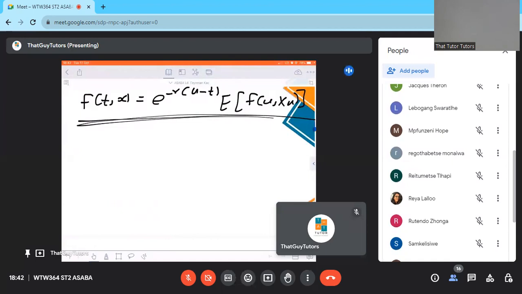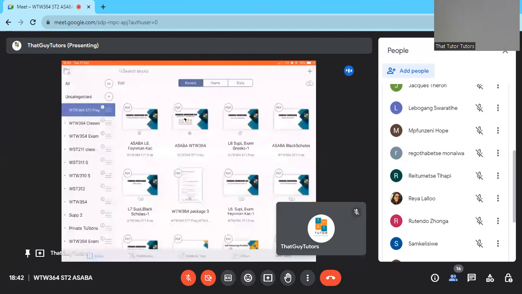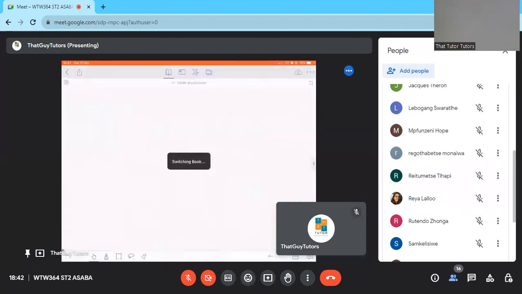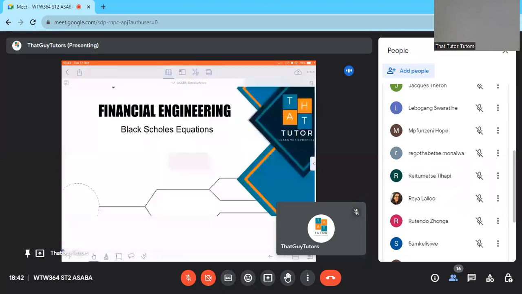So the next topic that I wrote down, I think this is Feynman-Kac and the Black-Scholes partial differential equation. We are not going to derive the Black-Scholes partial differential equation, but we are going to talk about it. I don't know why I closed it.